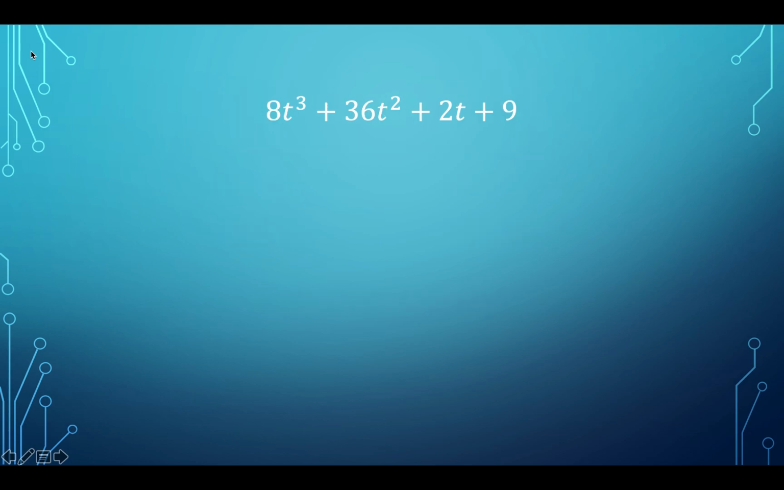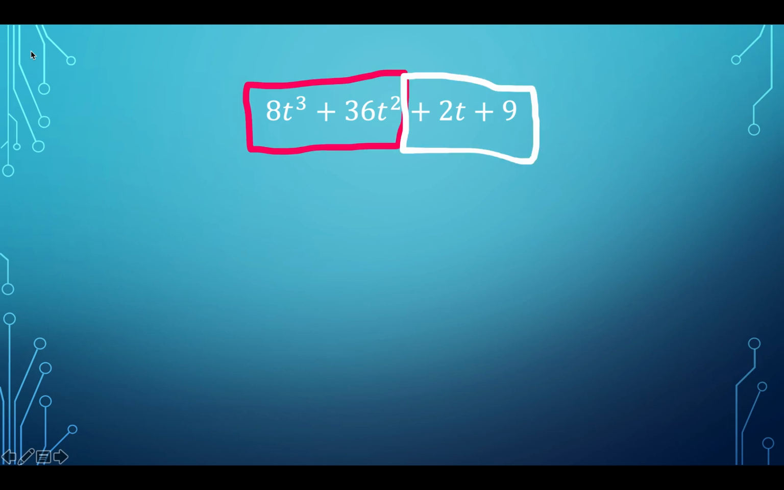Then we have number 2: 8t cubed plus 36t squared plus 2t plus 9. Same thing, we're going to break it into two separate problems. We find the greatest common factor between 8t cubed and 36t squared. The greatest common factor is 4t squared. Now we factor it, and we get 4t squared times 2t plus 9.